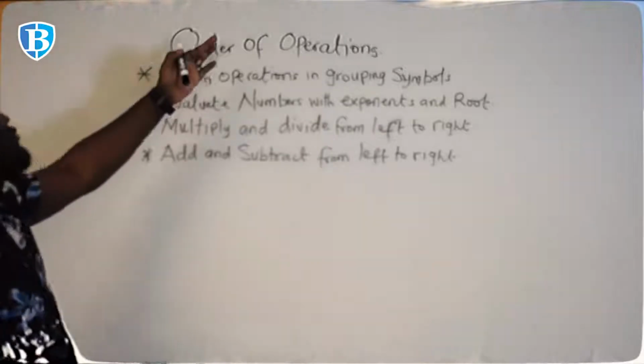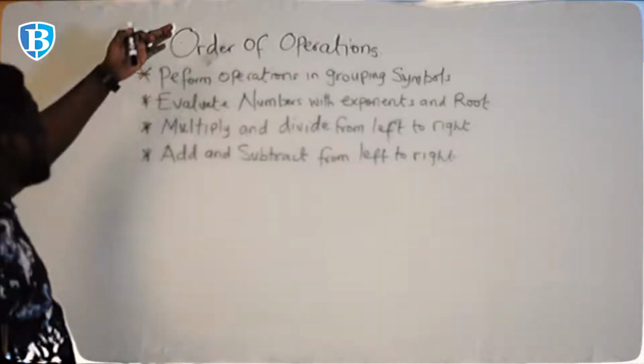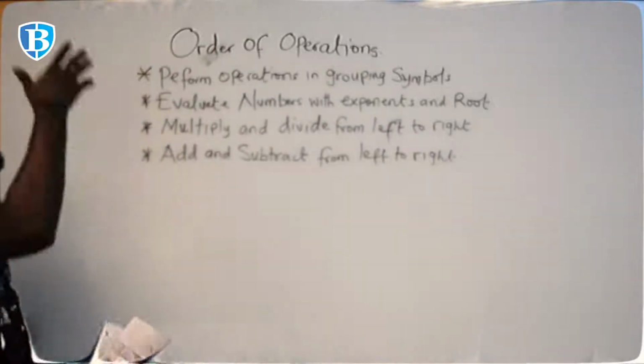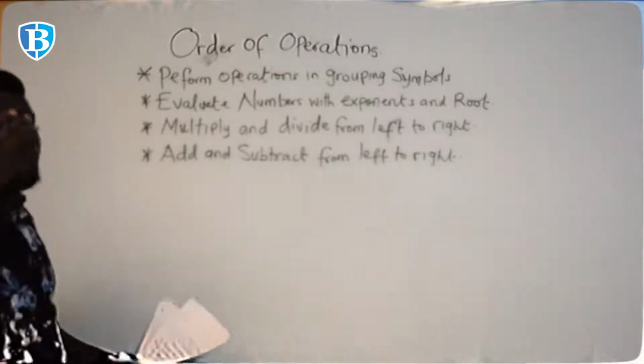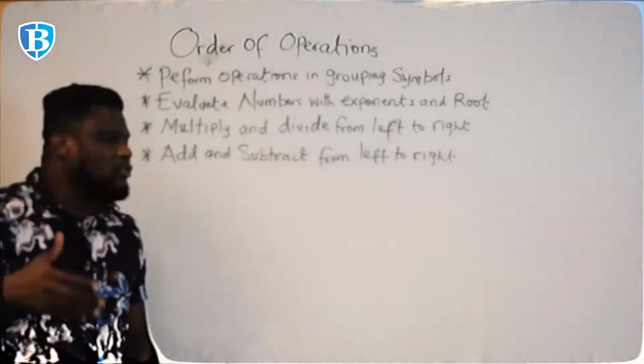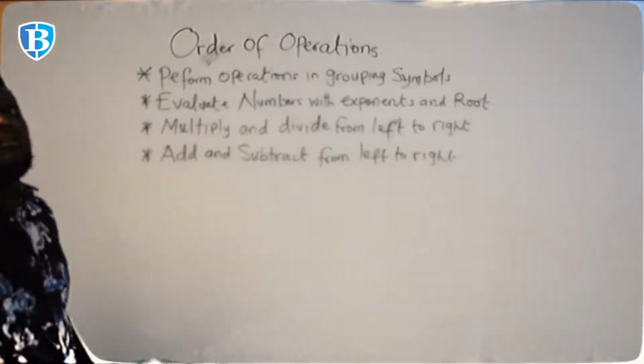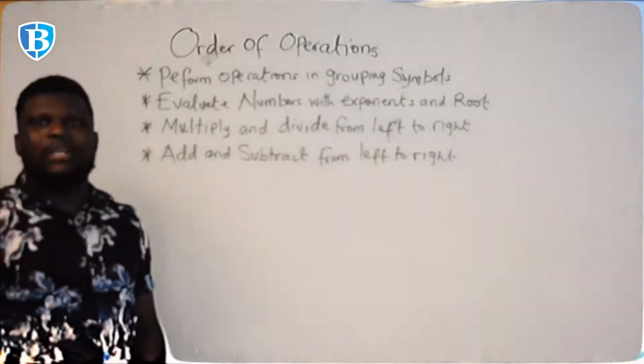So now when we're talking about order of operations, there are things that we have to understand. There are processes you have to follow before you can solve order of operations. If those orders are not followed, you are not sure of getting your answer. But if you follow the orders, you're going to get your answer.